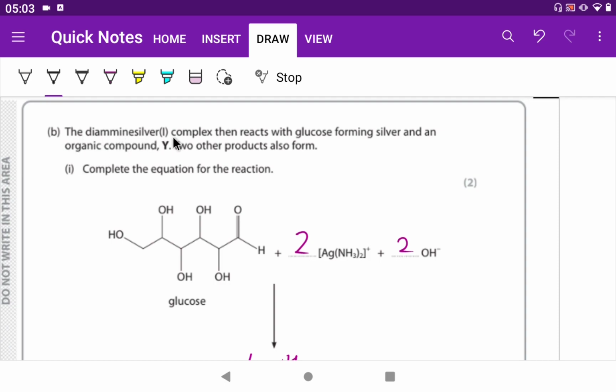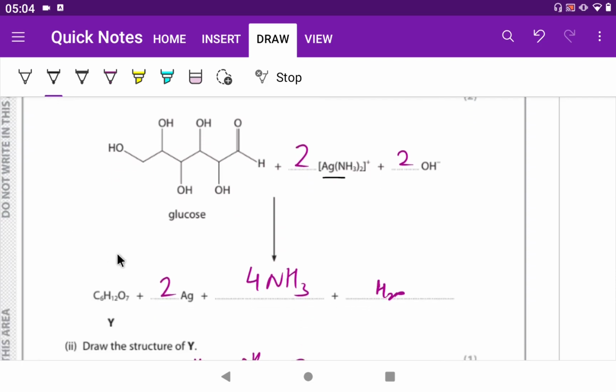Now the diamminesilver(I) complex reacts with glucose forming silver and organic compound Y. Two other compounds are also formed. So the complete equation of this reaction is: this is glucose, so 2 times of this complex and 2 times OH react to produce Y plus 2 moles of silver and 4 moles of ammonia and water.